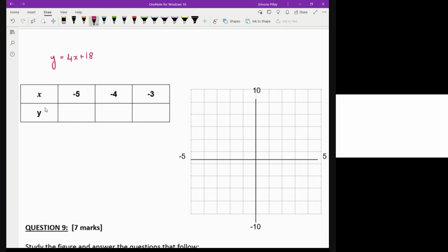y equals 4x plus 18. So, how do I fill in these blocks for y? What am I going to do? Anybody? Yes, Imihle. So, ma'am, what we're going to do is we're going to say 4, and then in brackets we're going to substitute the x for -5, and then say plus 18.